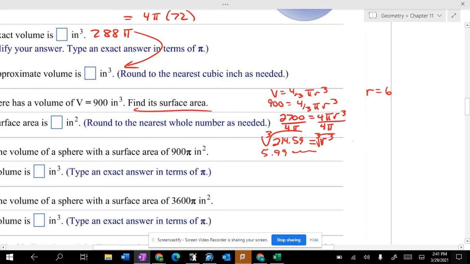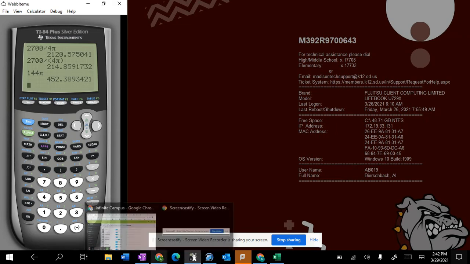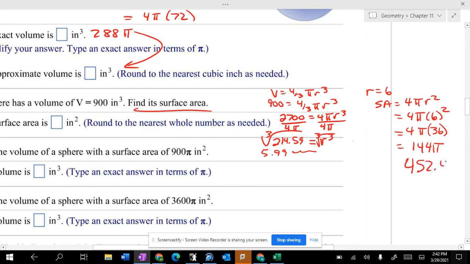So then I said, we have to find its surface area. Well, surface area equals 4 pi r squared. So it's 4 times pi times 6 squared, or 4 times pi times 36, which is 144 pi. So then back to my calculator again. 144 pi equals 452.4. So that rounds to 452 to the nearest whole number. So that one took a little bit more work. Okay?